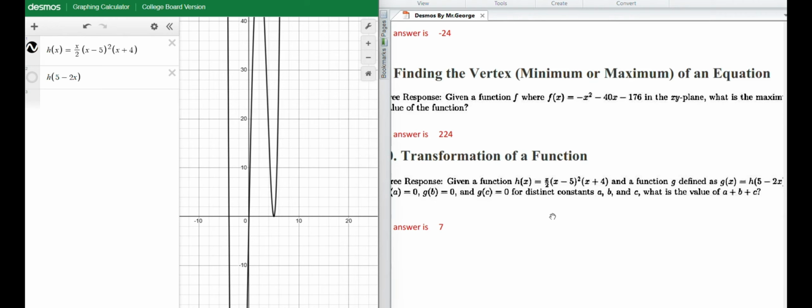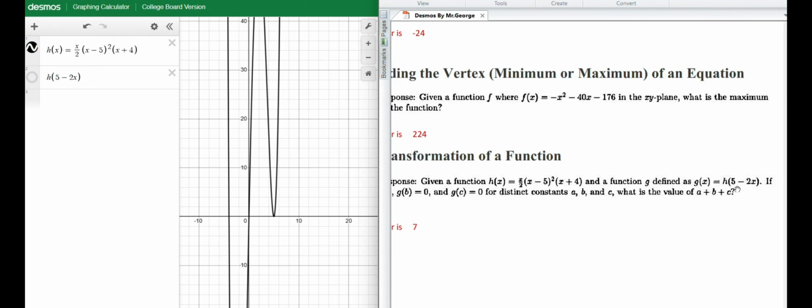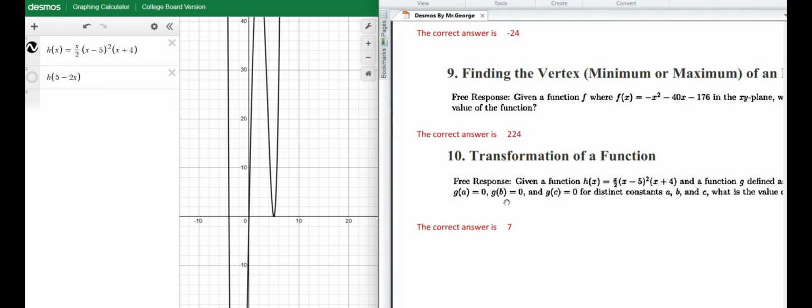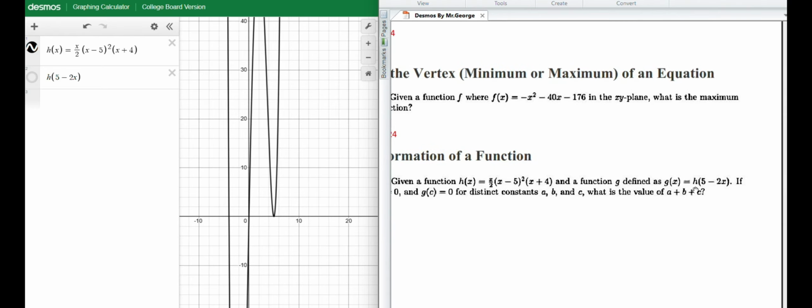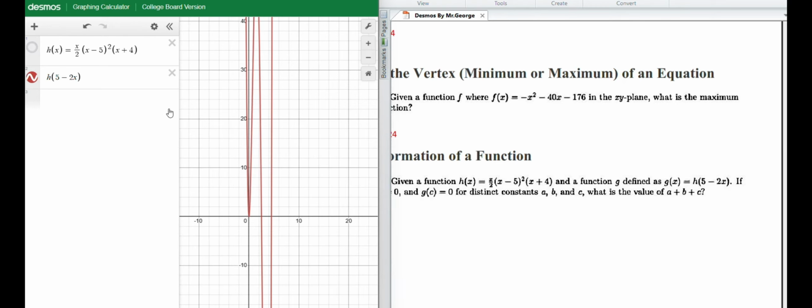But we don't need this graph. We need the graph of h of 5 minus 2x, and we need the ABC. If we look at the ABC right here, when the whole function is equal to 0, those are the solutions. So we type in the question itself, which is h of 5 minus 2x, and it gives us two graphs. In order for you not to get confused, just take this graph off of the first function.